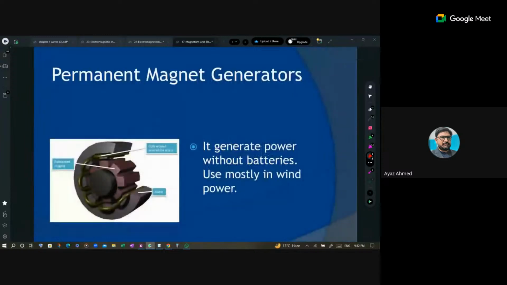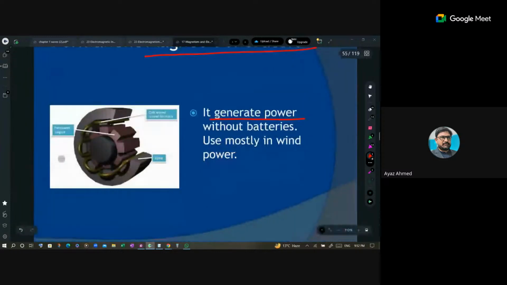Then this is very important: permanent magnet generators. There are some devices, your AC generators, which are power generators. They use permanent magnets.